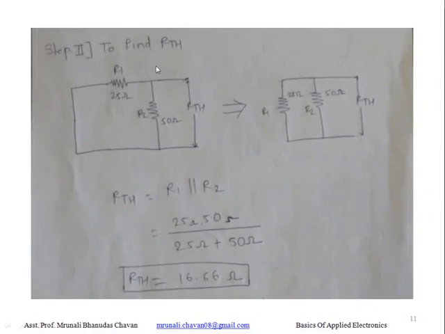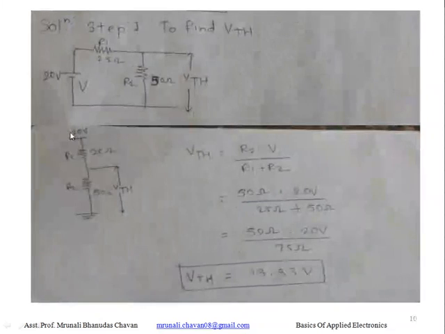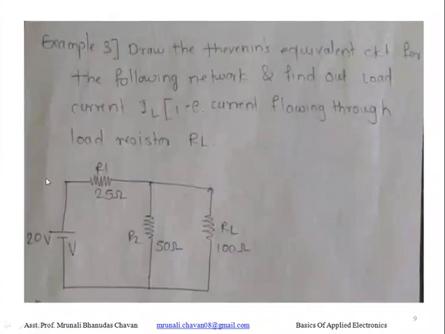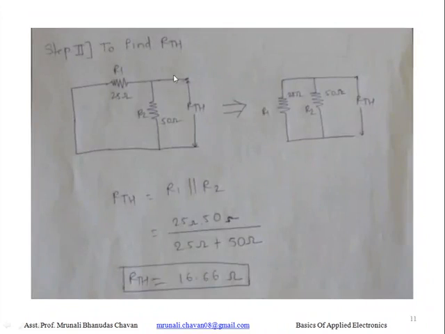Step 2 is to find RTH. To find RTH, remove RL and replace the voltage source by its internal resistance. In this example, internal resistance is not given, means we have to consider it as 0 ohm. Okay, so we will replace it by short circuiting this terminal, and remove this RL and measure the RTH here. So we will get the circuit like this.